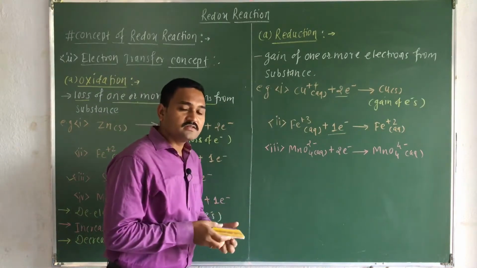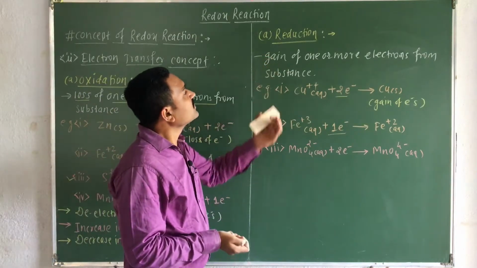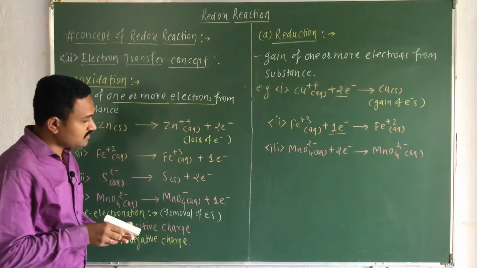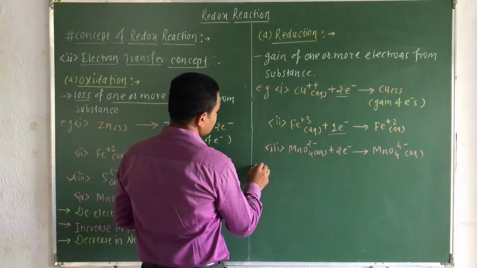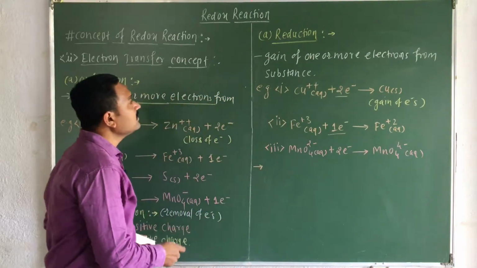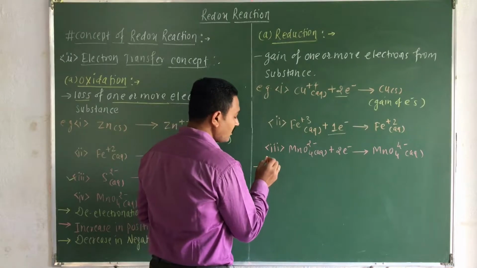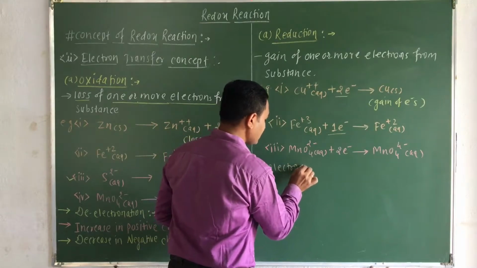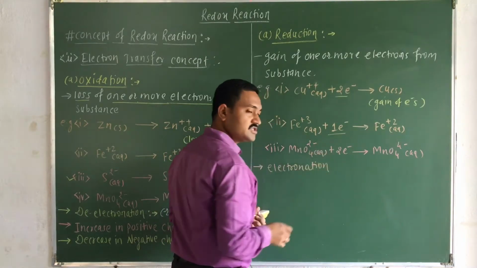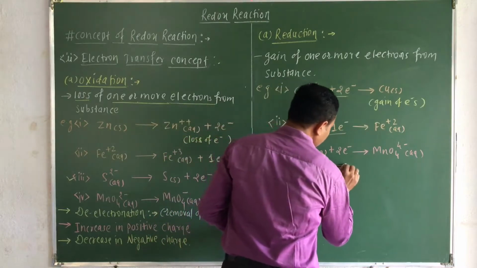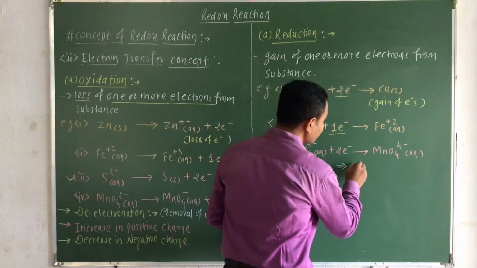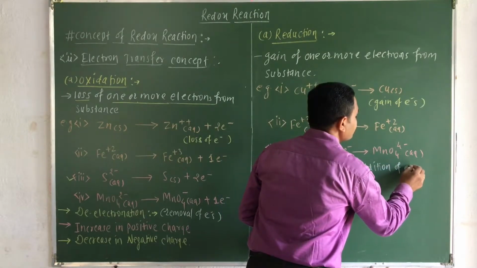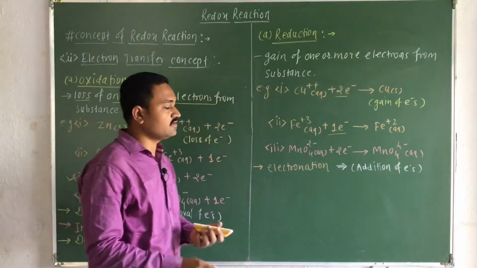Again, there are a few important points for the reduction reaction, and they will be exactly opposite to the oxidation ones. The first important point is that the reduction process is also known as the electronation process. As de-electronation means removal of electrons, here it is the addition of electrons, or the gain of electrons.